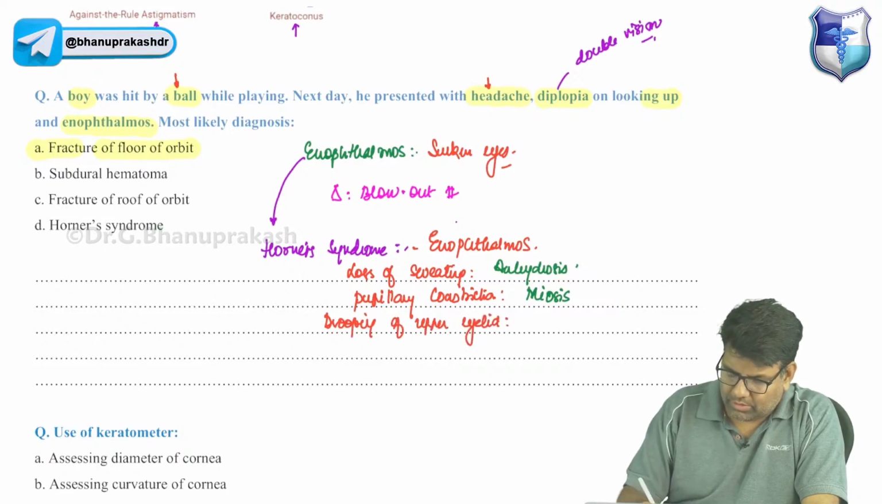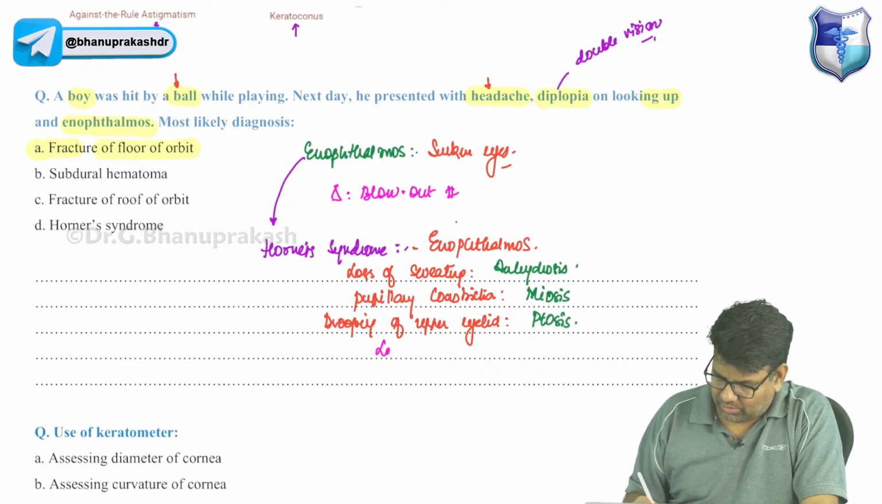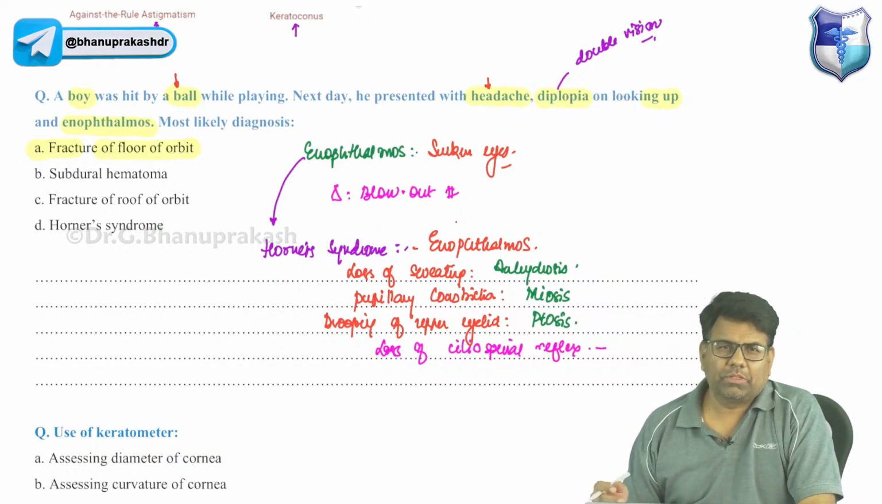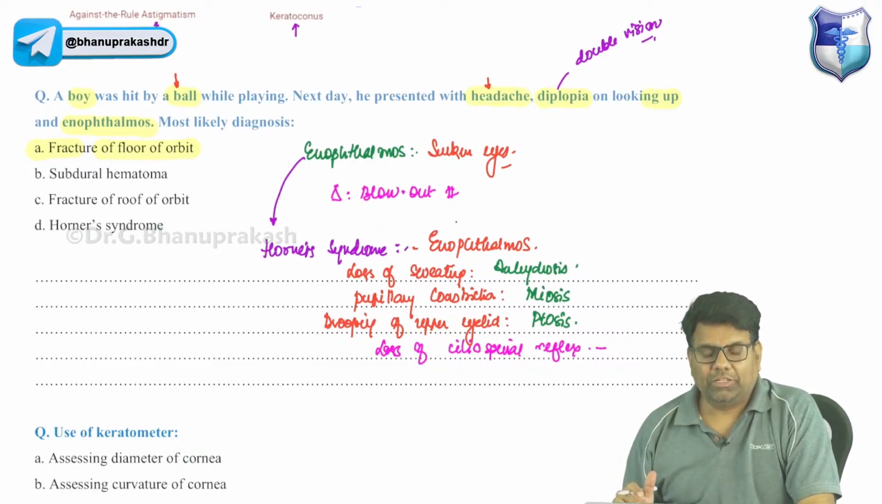This is known as ptosis. Also, loss of ciliospinal reflex. Very good. Now, what is this loss of ciliospinal reflex? Actually, what happens if you pinch at the nape of neck? There should be pupillary dilatation.